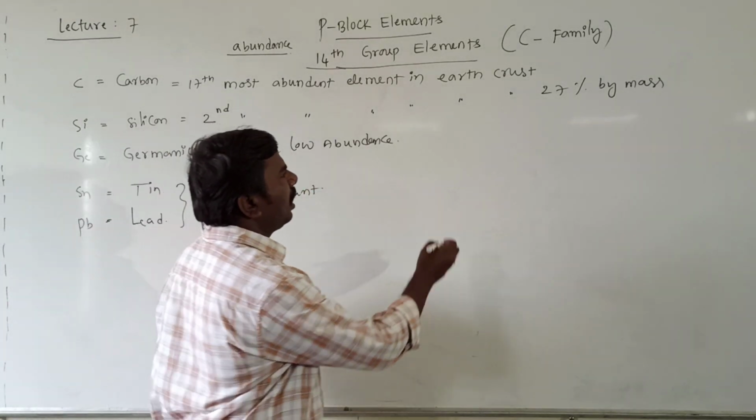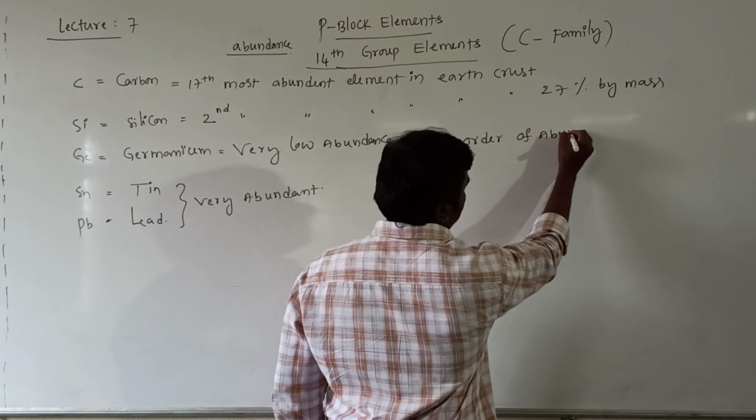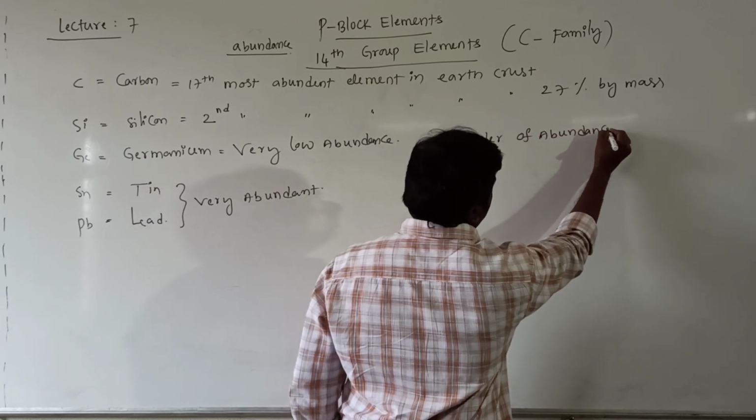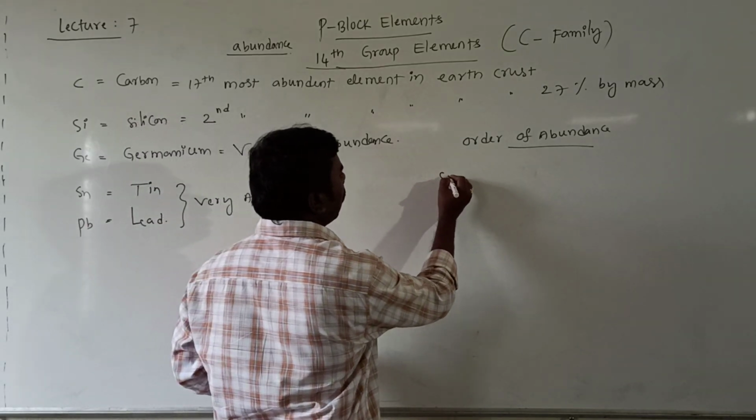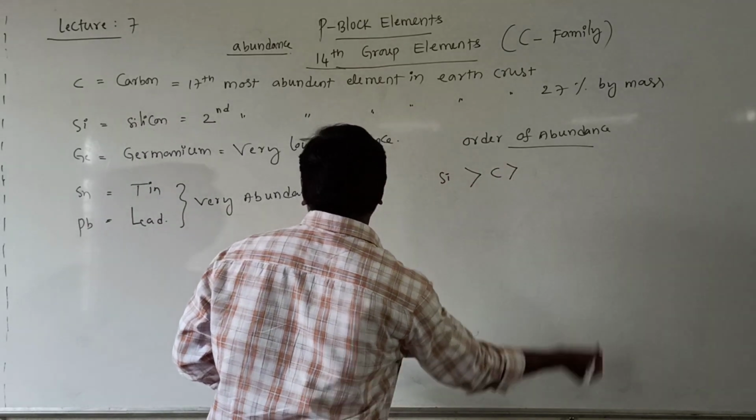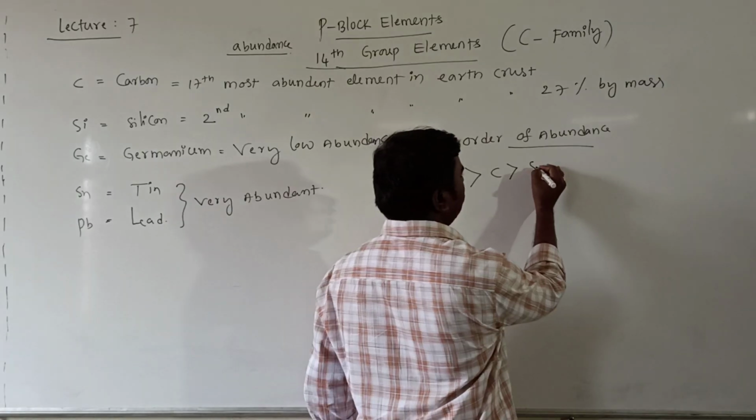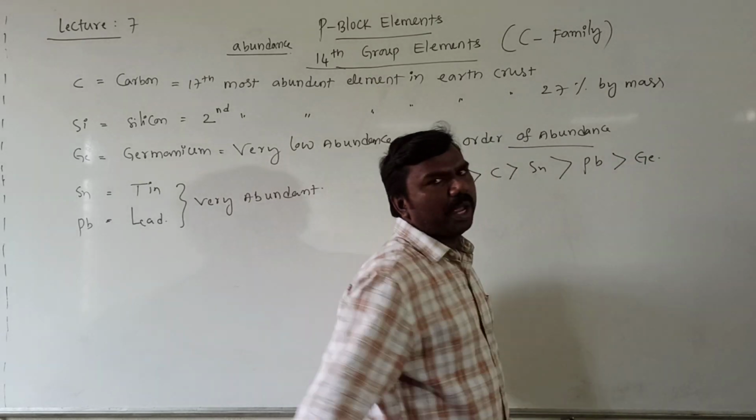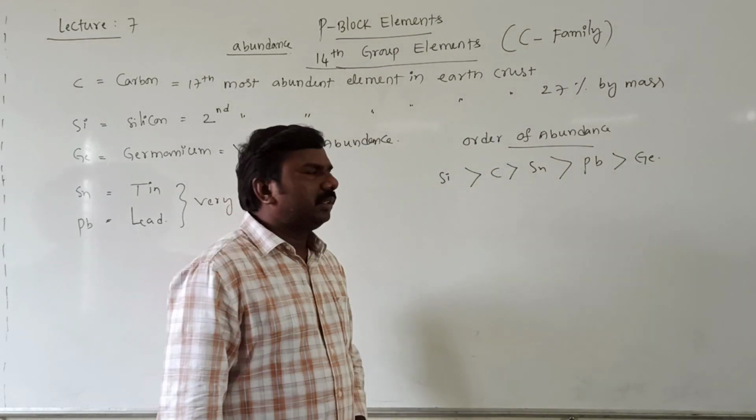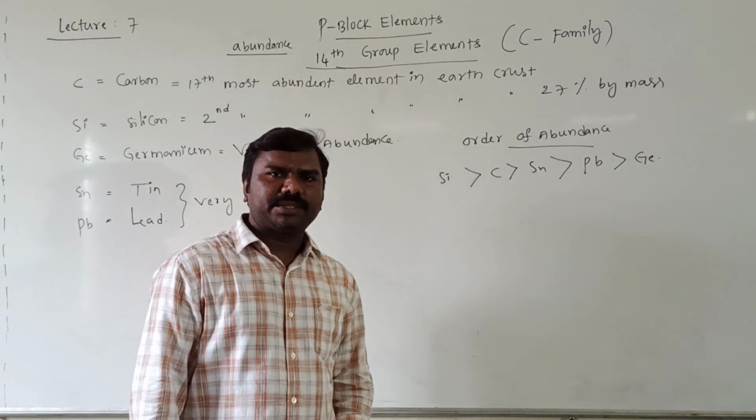Now the order of abundance will be: silicon, which is second most, greater than carbon, greater than tin, greater than lead, and the last one is germanium. So this is the order of abundance of 14th group elements.